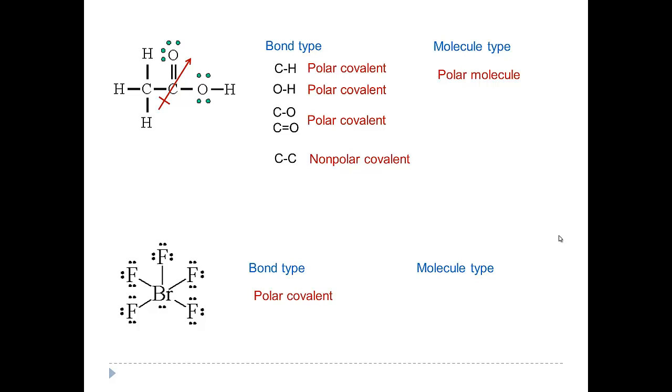Here again, bond type is going to be just one type of bond, Br to F. That's going to be polar covalent because there is a difference in electronegativity. Molecule type would be polar, and the pole would be going towards that one fluorine that doesn't have anything balancing it on the other side. It's got that lone pair instead.